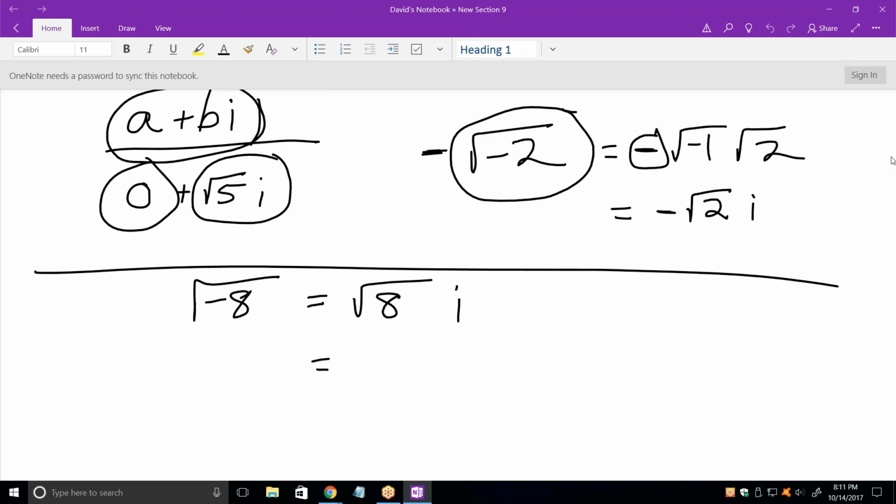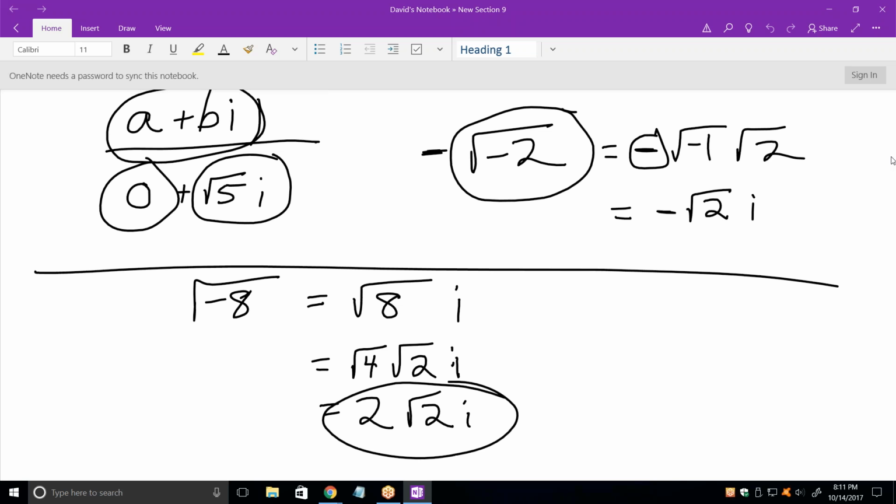What you're trying to do to determine whether you can simplify that or not: are there any factors of 8 where one of the factors is a perfect square number? 4. Exactly. So that's the square root of 4 times the square root of 2 i, and the square root of 4 is a whole number, so you can take it out. So that's the final answer.